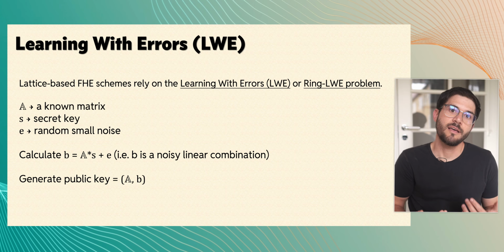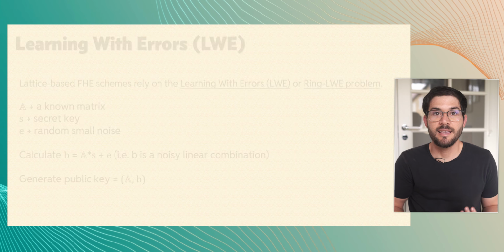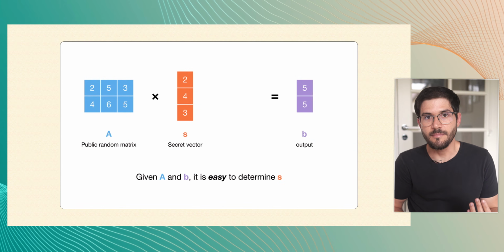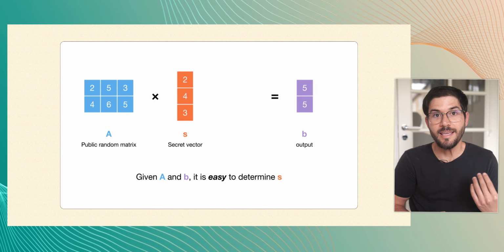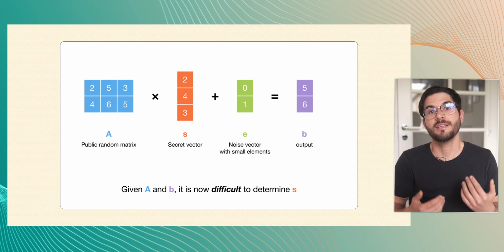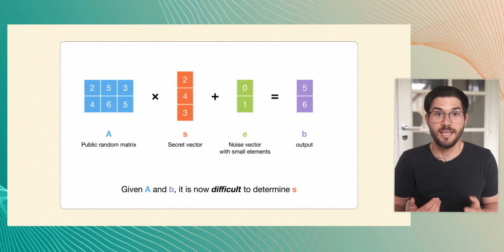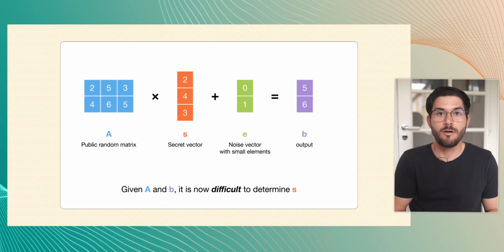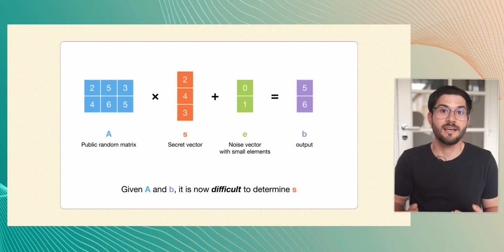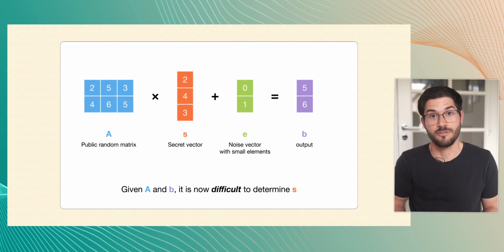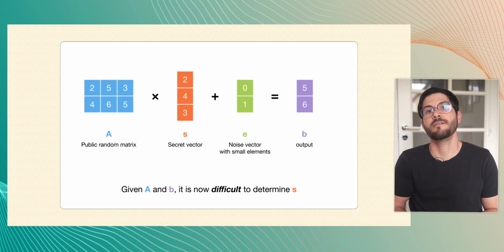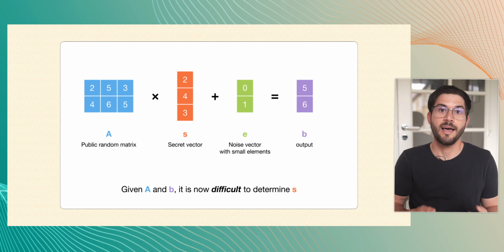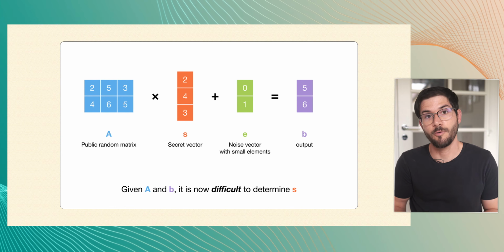In other words, A multiplied by S is on the lattice point, and the addition of noise E makes the resulting A multiplied by S plus E equal B drift from the lattice point. Also, note that the noise is sampled from a narrow random distribution, so that B doesn't drift too much from the lattice point and is closer to another lattice point.